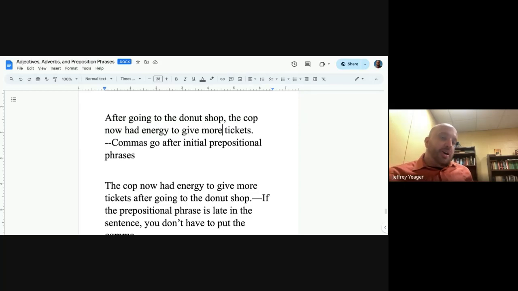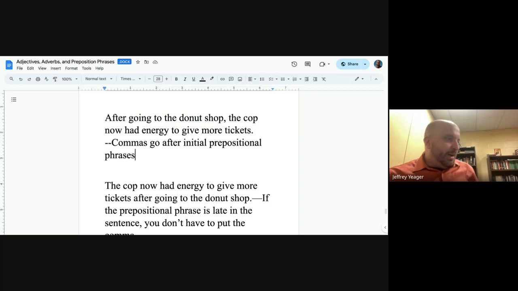Whether or not you use a comma depends on where in the sentence the preposition is. So if it's at the beginning, this is a phrase, right? If it's at the beginning, put a comma. If it's at the end, you do not. A lot of students, when I grade their papers, they'll put a comma right there. And that's not necessary if you word it that way. But if you word it this way, you need a comma.